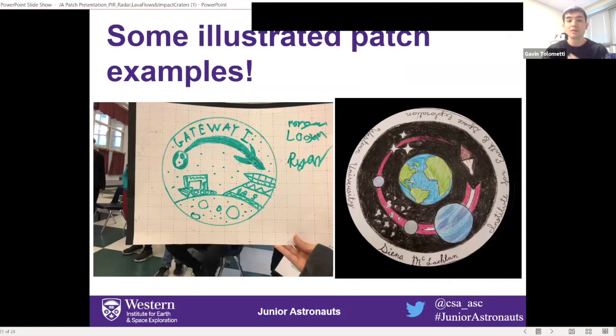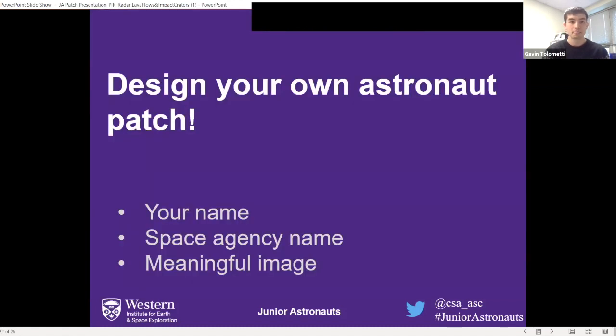And this is an example of what some students have already designed when we asked them to create their own patch. On the left, the kids were asked to design a patch about collecting resources on the moon. And the one on the right is how they would travel to other planets beyond Mars and get back to Earth. They had Jupiter and a couple of the gas giants and a rocket circling around the Earth, symbolizing going to the planets, but also coming back.